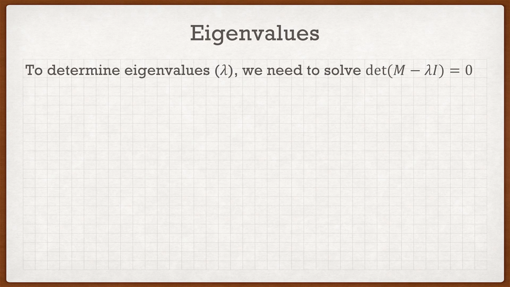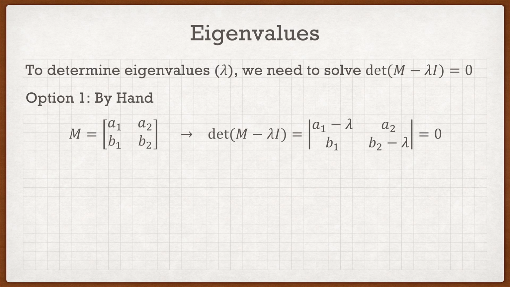is the determinant of M minus lambda I is equal to 0. So again, we have two options. The first one, we can do it by hand. And for a 2x2 matrix, you'll see it's not bad. So again, if we define M, we can find the determinant of M as A1 minus lambda, and then A2. And then in the second row, we have B1 and B2 minus lambda.